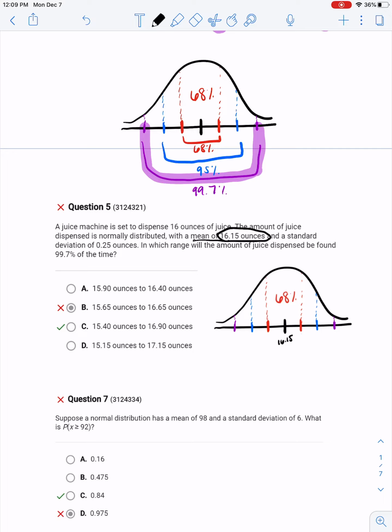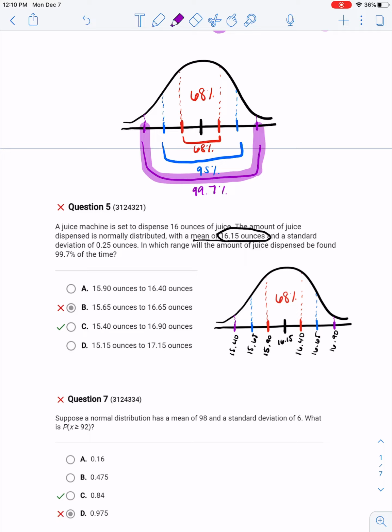So if we do 16.15 plus 0.25, I'm going to write it sideways kind of, that gives me right here 16.40. This would be 16.65, and this would be 16.90, okay? If I subtract 0.25 from 16.15, this would be 15.90. Subtract 0.25 again, this would be 15.65. Subtract it again, this would be 15.40, okay?